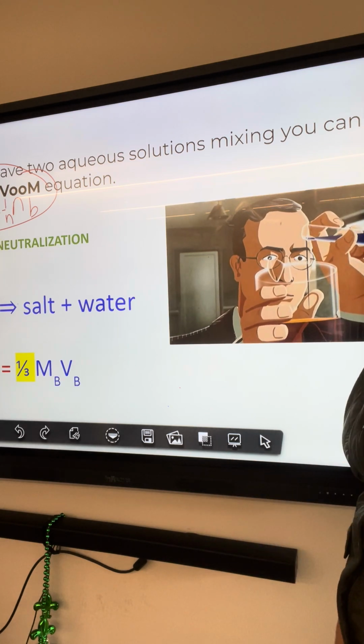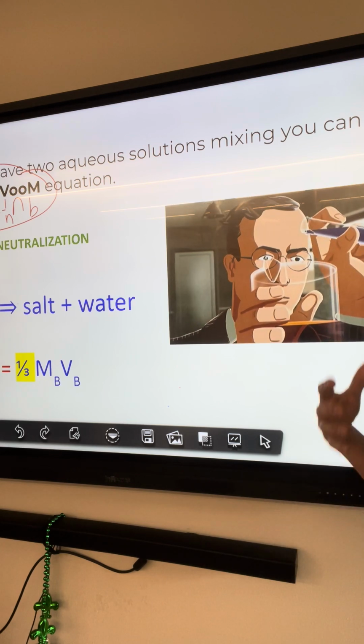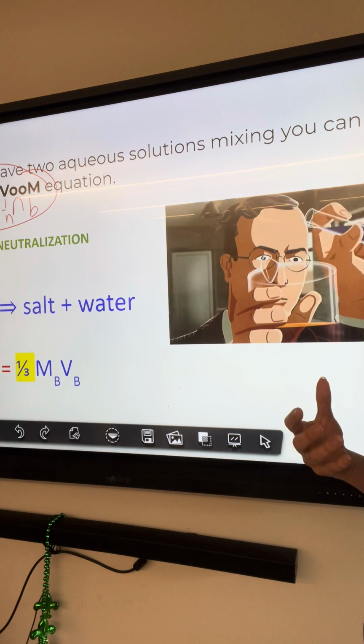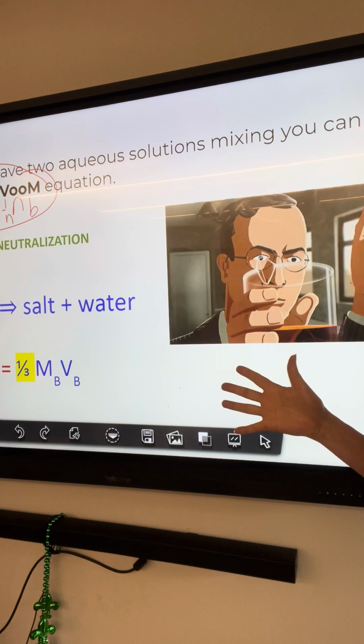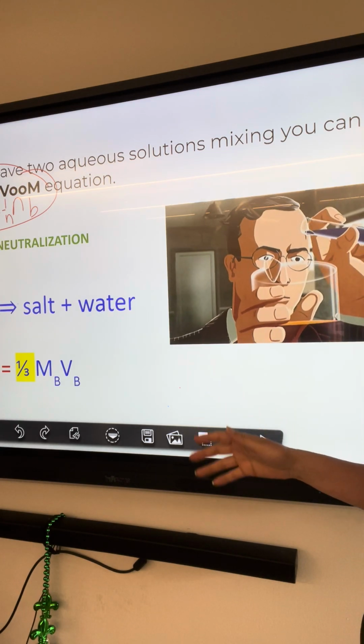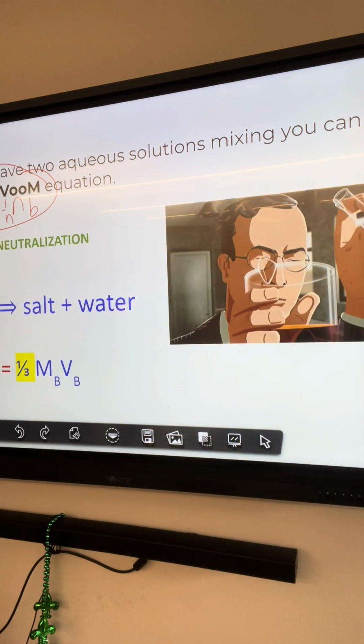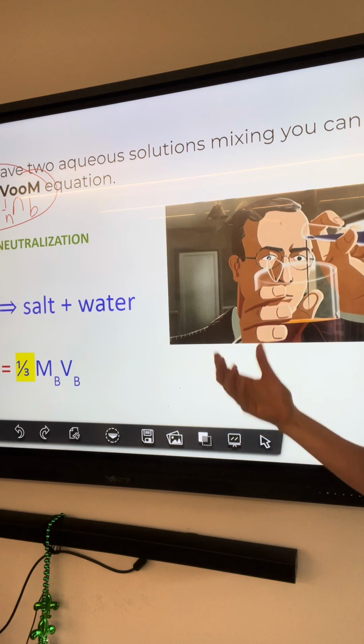Wait, we can use that just anytime, or only at the equivalence point? Only at the equivalence point, because that's when the moles of the acid are equal to the moles of the base. You can always use stoichiometry, always, and the molarity, but this is one that if you're not thinking, you just want to do it, it's a quick and easy way to get it done, just at the equivalence point.